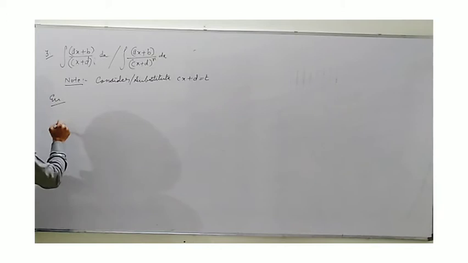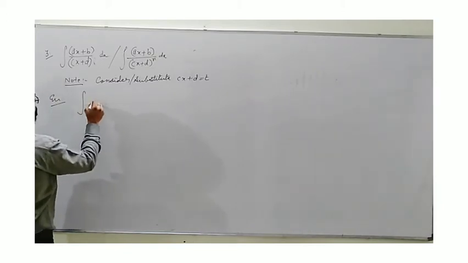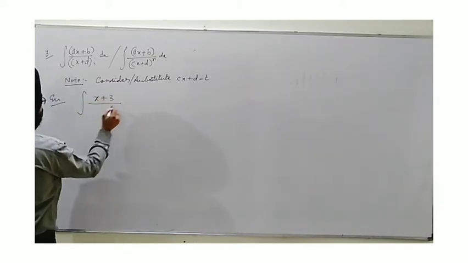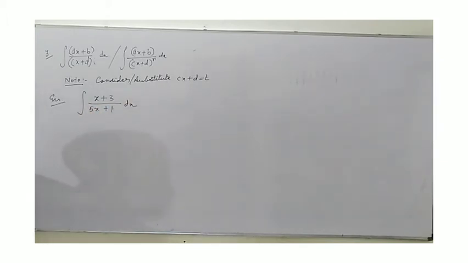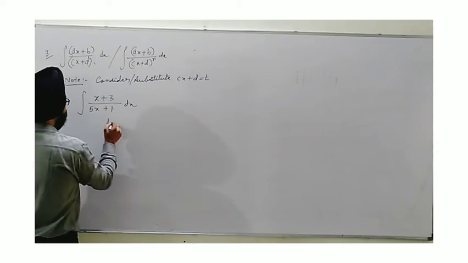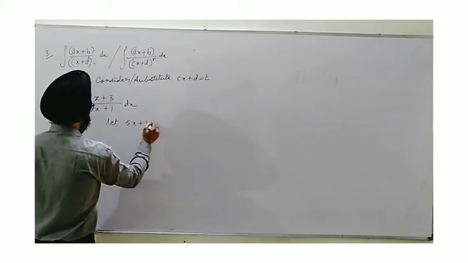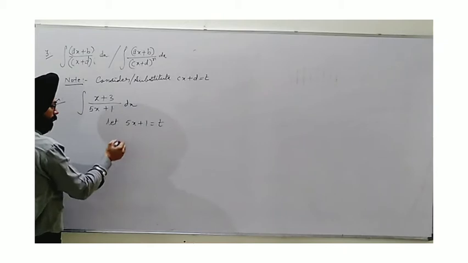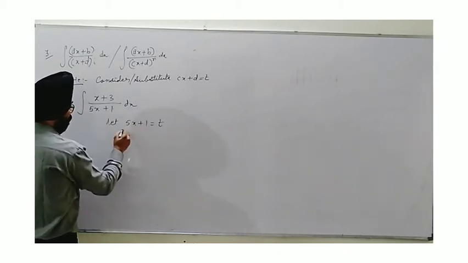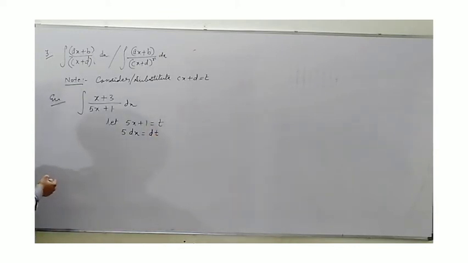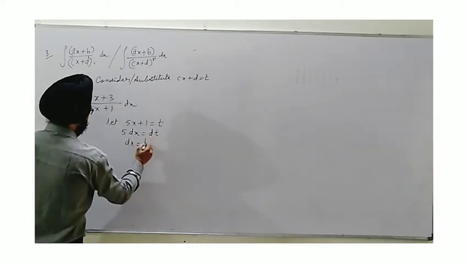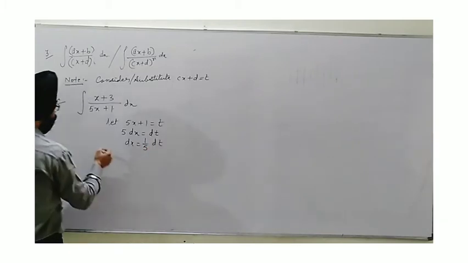With an example you will see, suppose I take the integral of x plus 3 upon 5x plus 1 dx. This is to be integrated. It is given without power, so we will consider this denominator as t, like 5x plus 1 becomes variable t. As usual, if we differentiate, we will get 5 dx equal to dt. So dx can be obtained as 1 upon 5 dt.